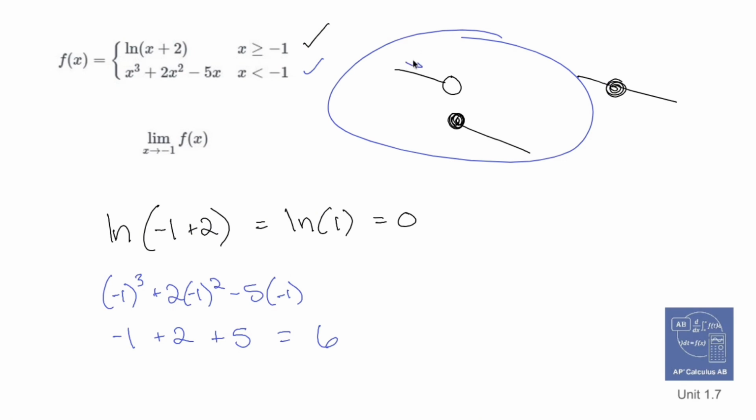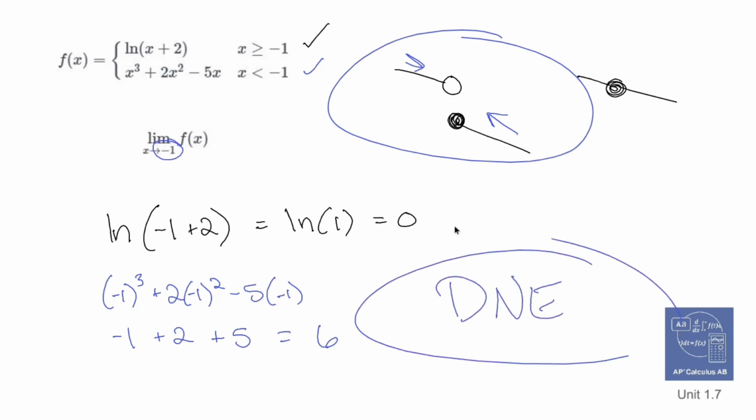So since these guys are different numbers, the left-handed limit and the right-handed limit don't meet at the same place, then the limit at the number itself does not exist. Okay, so it was kind of a tricky problem, but you know, we did it.